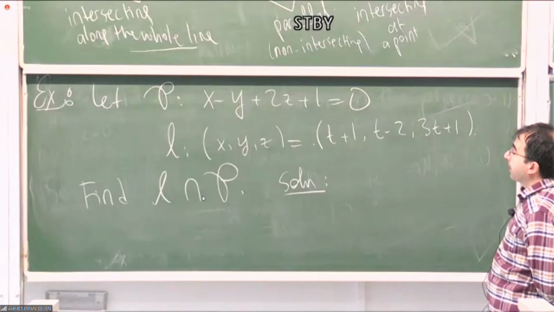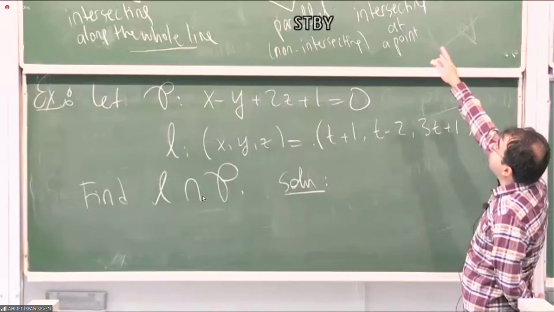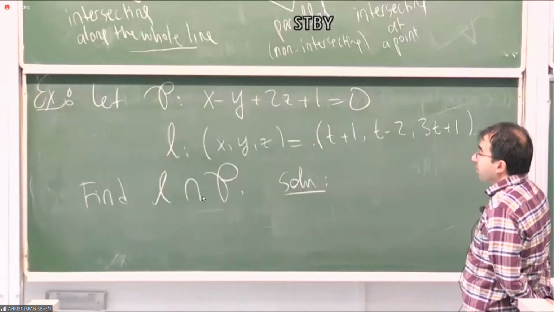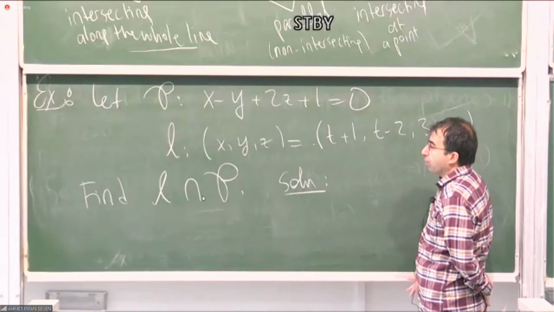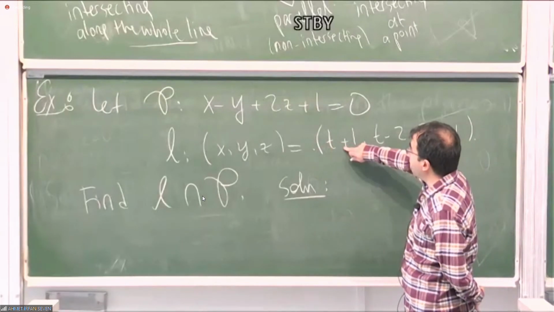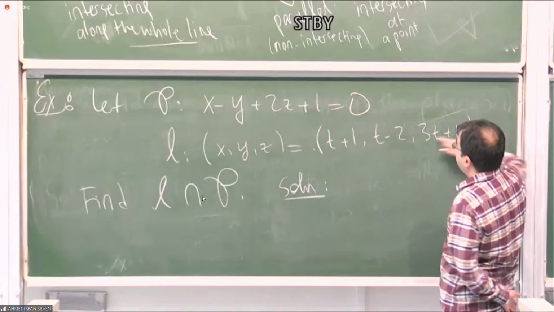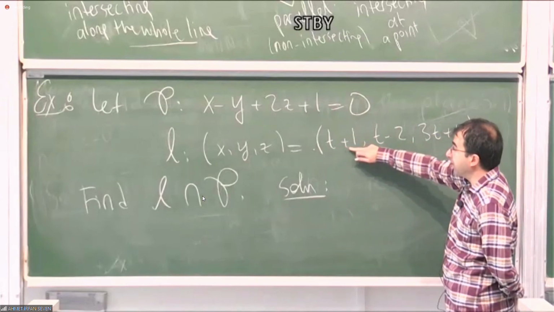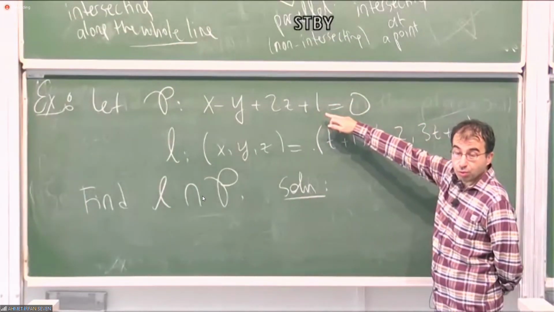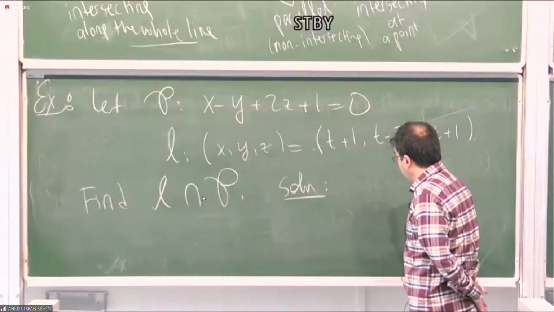Okay, so in the intersection point, so which one will happen, we will see. So to find the intersection, we should look for points which are in both. So we are looking for points which are on this line and also on this plane. So the intersection point will be on the line. So it will be a point like that. Coordinates will be t plus 1, t minus 2, 3t plus 1. And it must also be in the plane. So it must satisfy the equation. So let's put this one into this equation.